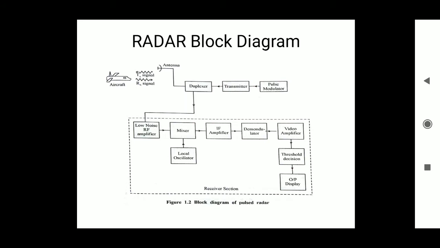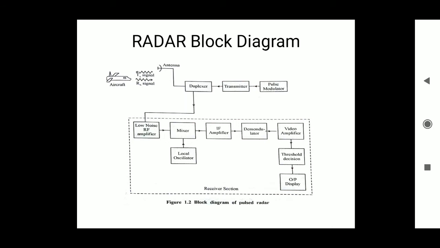So we start from the transmitter side. First, the pulse modulator. The sinusoidal signal is modulated by the pulse modulator. After the pulse modulator, the signal is sent to the transmitter. The transmitter contains a high power amplifier, and after enhancing the power, we send the signal to the duplexer. The duplexer is basically for switching purposes, and then we send it to the radar antenna.